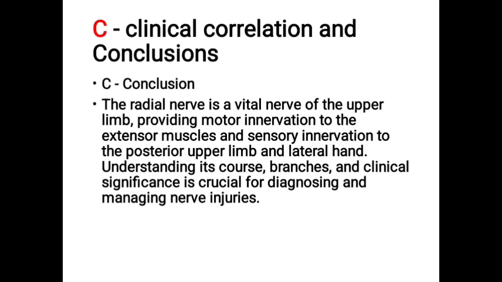Now the next is conclusion. In conclusion, the radial nerve is a vital nerve of the upper limb, providing motor innervation to the extensor muscles and sensory innervation to the posterior upper arm and lateral hand. Understanding its course, the branches, and clinical significance is crucial for diagnosing and managing nerve injuries.